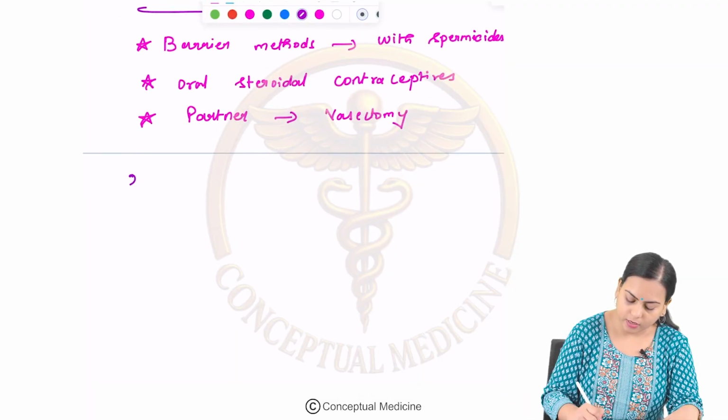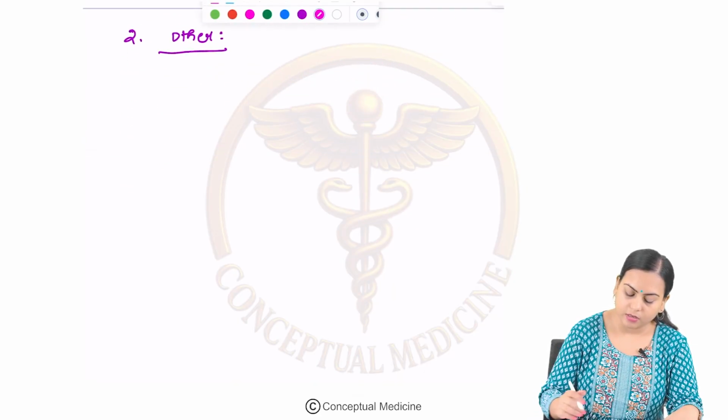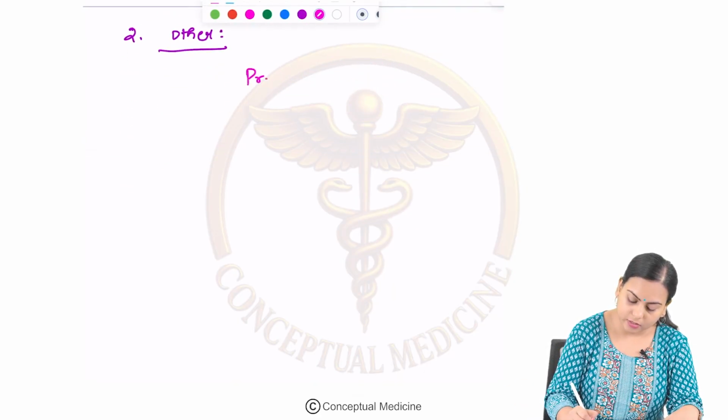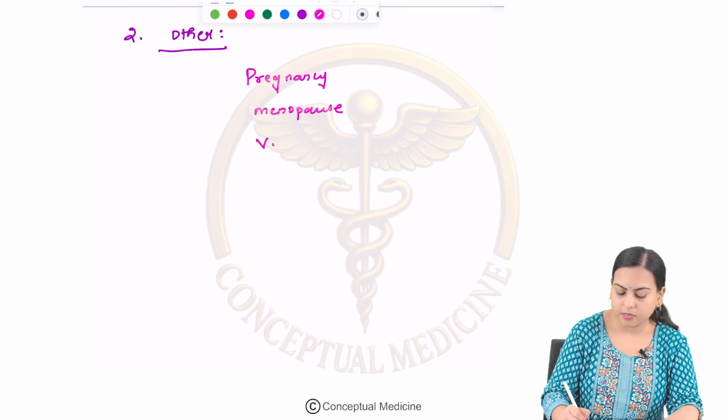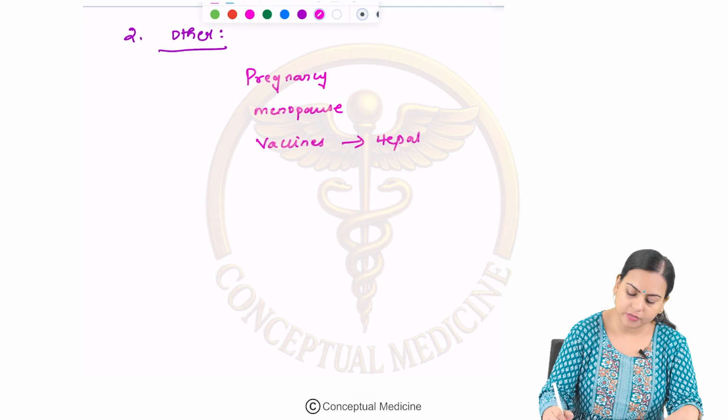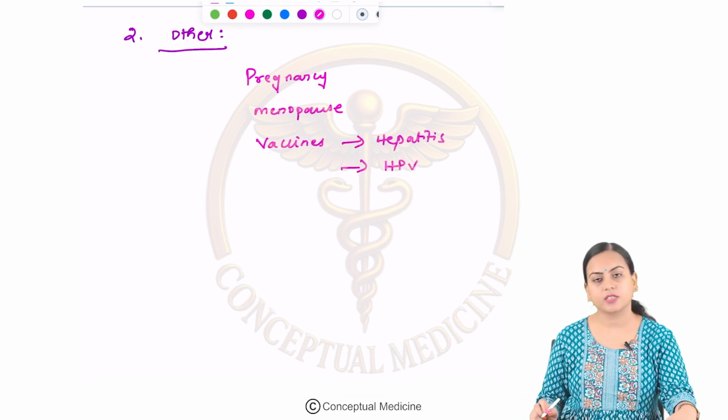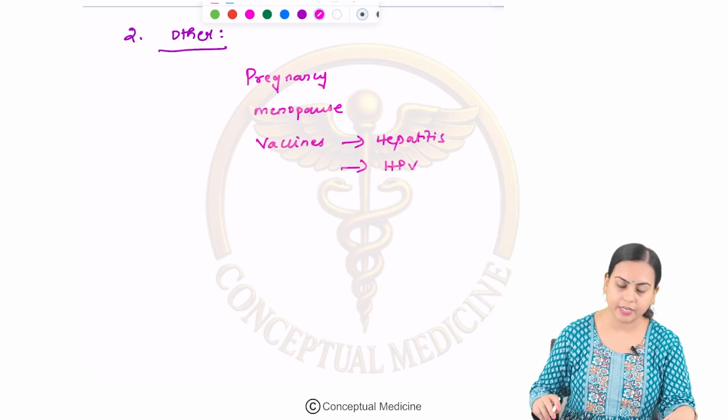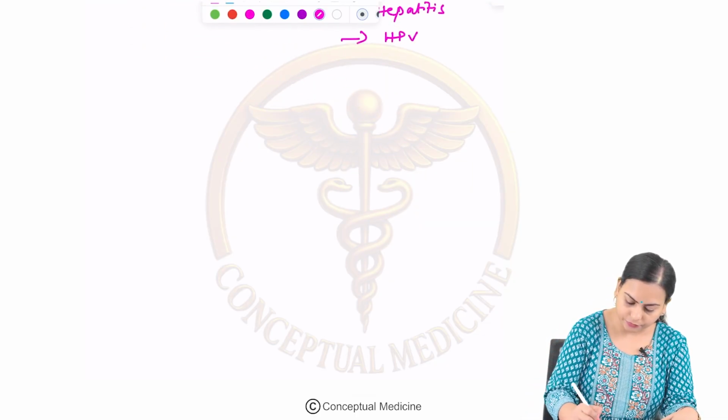What are the other protective factors we can have? They are pregnancy, menopause, and some of the vaccines, including the hepatitis vaccine as well as the HPV vaccine. These are some of the protective factors. Clear? Right.